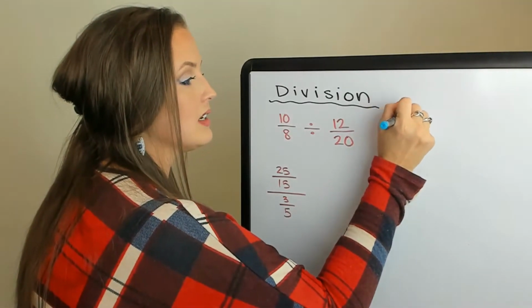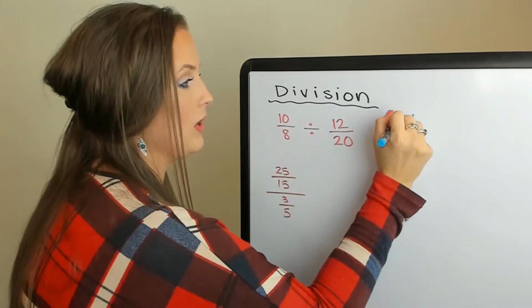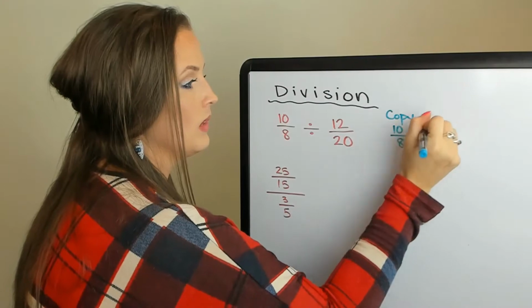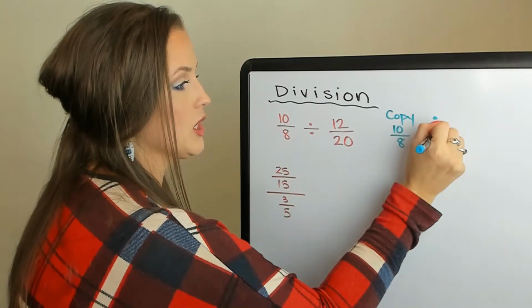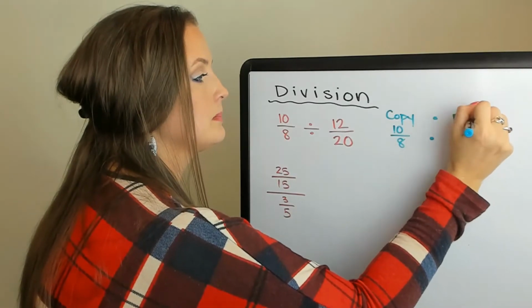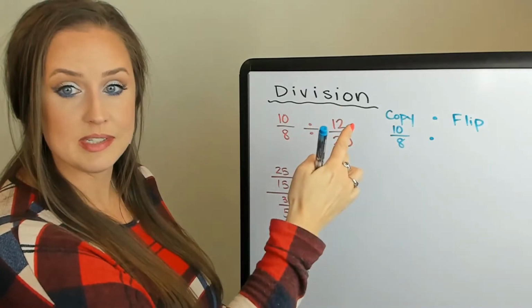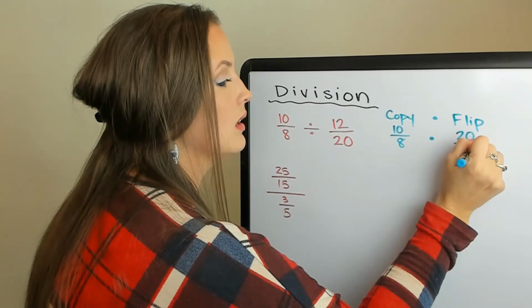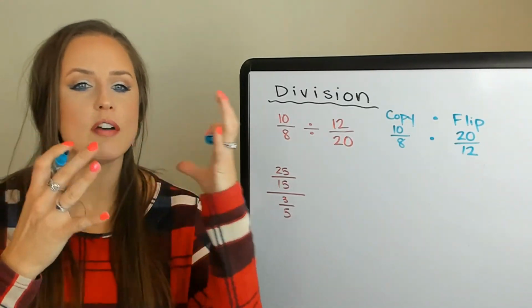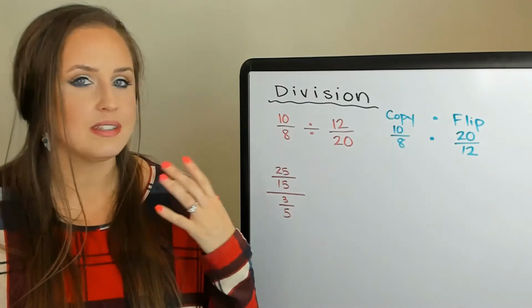So what that means is we're going to copy the first fraction, so always copy that one, dot, so literally we're going to change division to multiplication, and flip, which means you're going to flip this fraction. You're going to take the reciprocal of it, so that would be 20 over 12. So copy dot flip rolls off the tongue really nicely as opposed to multiply by the reciprocal, but that's exactly what we're doing here.